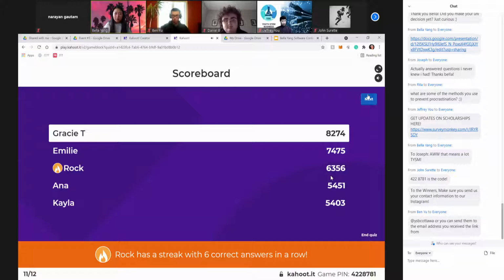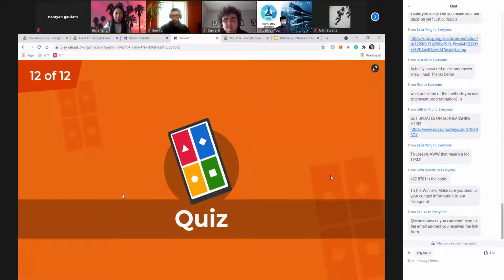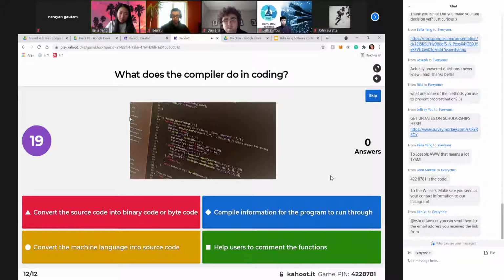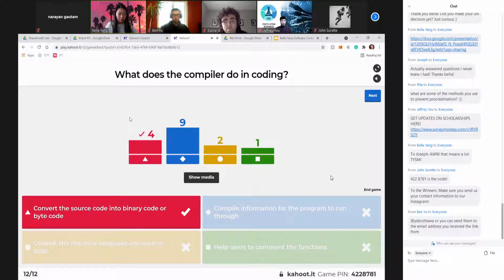Okay, do we have a final question? Yes, we do. What does compiler do in coding? Okay, so it converts source code into binary code or byte code.